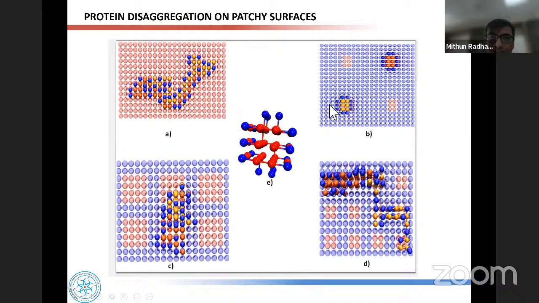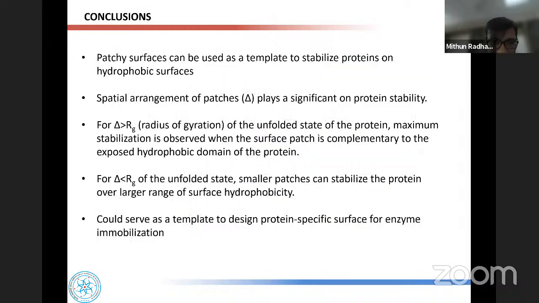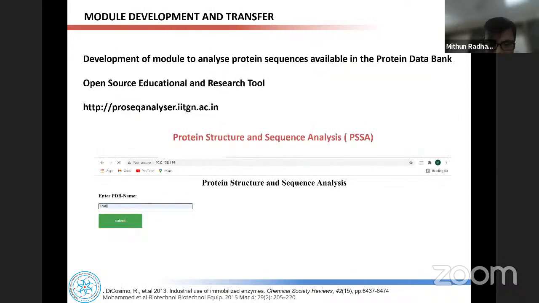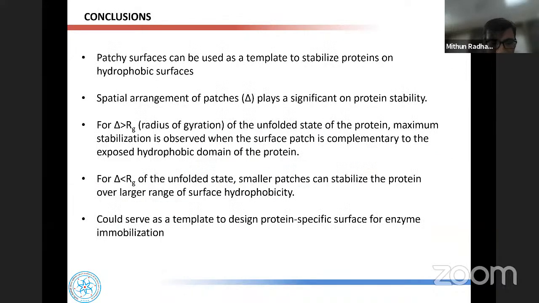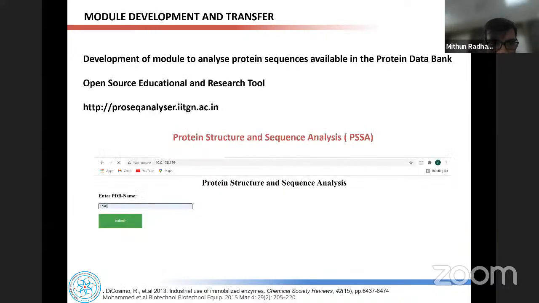Whereas on a patchy surface, the 2 proteins are adsorbed in separate patches, and I am able to achieve both disaggregation and stabilize the protein. So with that, the conclusions are pretty trivial, what we have already done.